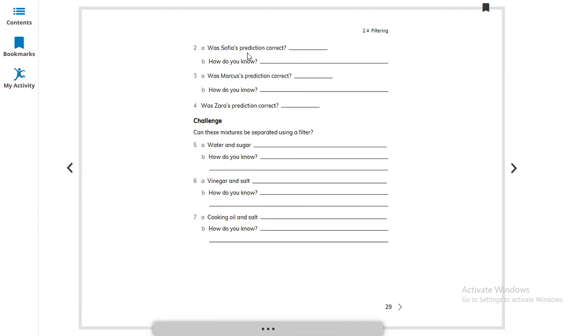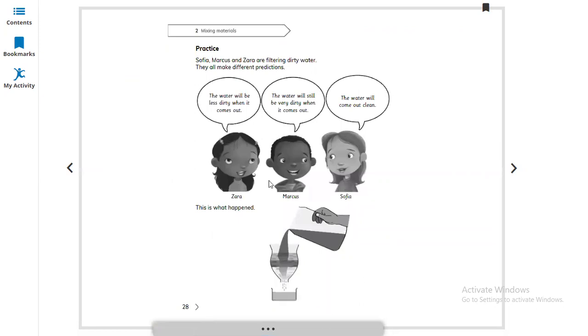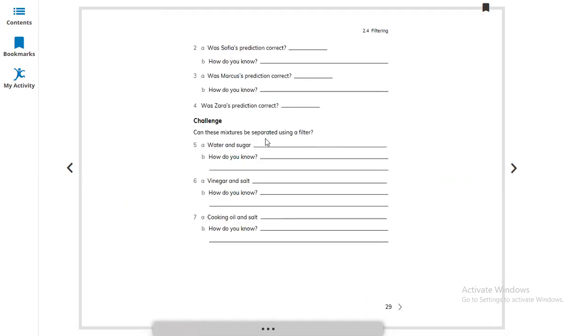Number two. Was Sophia's prediction correct? No. What did she say? Sophia said the water will come out clean. So no, right here. How do you know? The water will still be dirty. Why? The water still has some dirt in it. So we can write here, the water was still dirty.